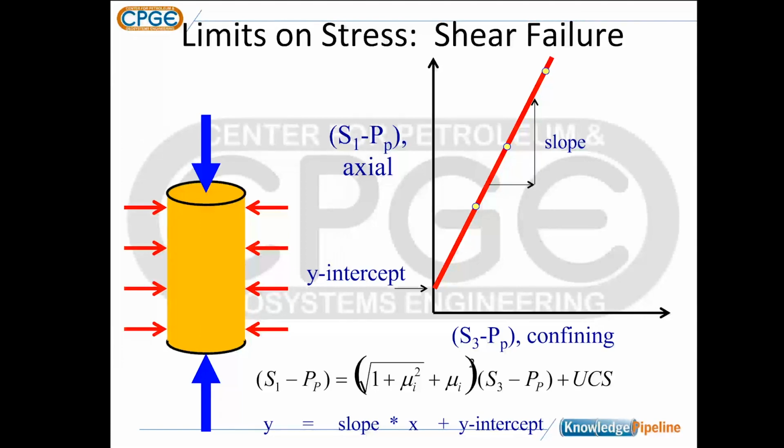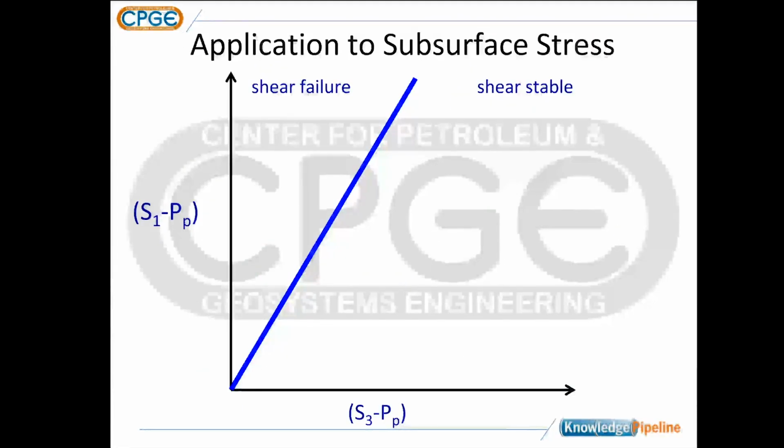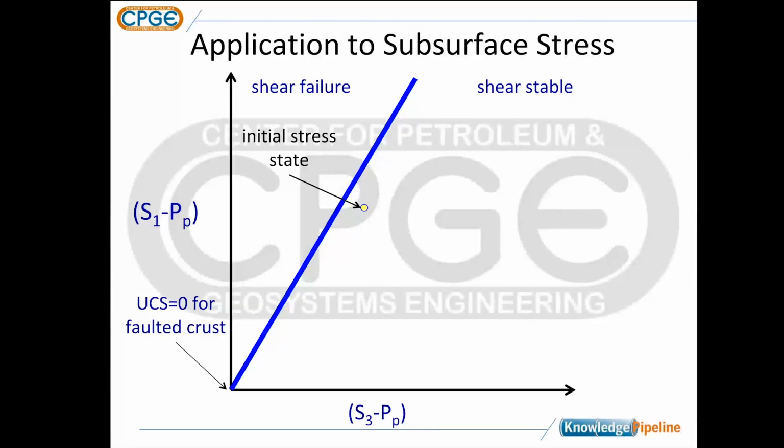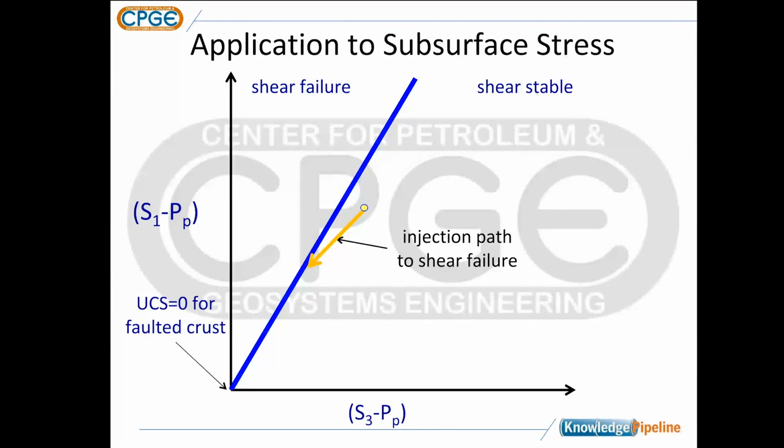So let's apply this to the subsurface. The first thing about the subsurface is we think there are a lot of pre-existing faults, so the unconfined compressive strength in the Earth's crust is typically presumed to be 0. And we start out at some initial stress state, which would be stable. Let's say we're starting to inject into a reservoir. If we inject into that reservoir, we change the pore pressure, and you notice both the y-axis and x-axis have pore pressure terms in them, so as we inject, we have an injection path that could lead us to intersect that blue line, which is a failure envelope, and cause failure, and cause a fault to slip, and possibly generate an earthquake. So that's how an injection well might cause this to happen.